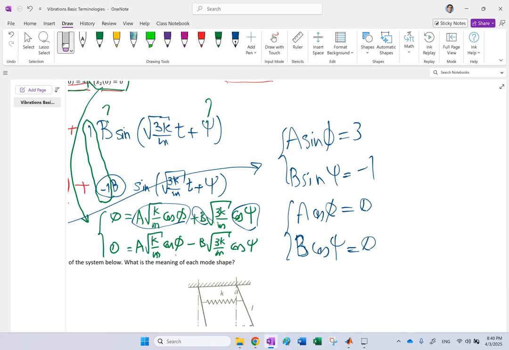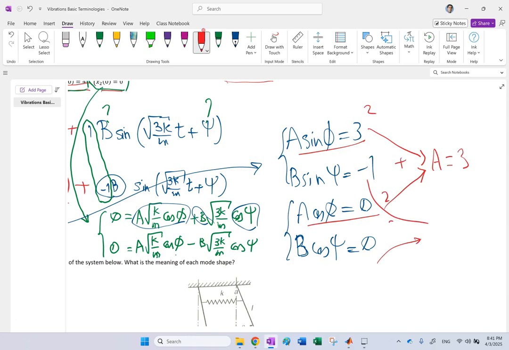Now, what's the solution? Well, here, clearly, I can square this one and square this one and add them together. You get a squared equals 3 squared. So from these two, you clearly see a is 3. And if I square these two and add them together, you'll see that B has to be 1 or -1, correct? Because you will get B squared equals 1 squared. So B could be plus minus 1.